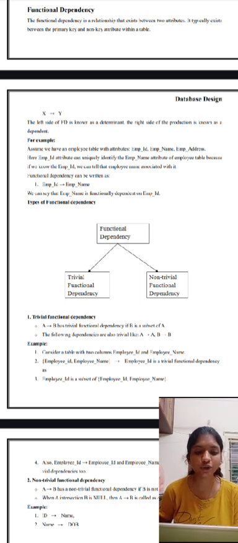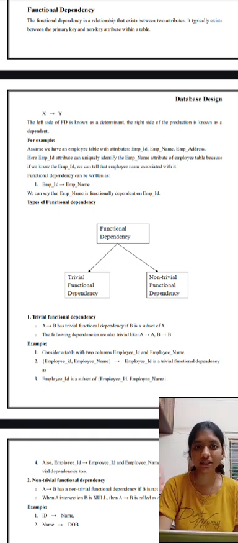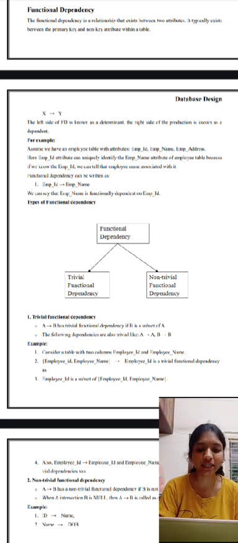A implies B is a trivial functional dependency if B is a subset of A. Here in trivial functional dependency, B is always a subset of A. The following dependencies are also trivial: A implies A and B implies B. That means A is a subset of A and B is a subset of B.